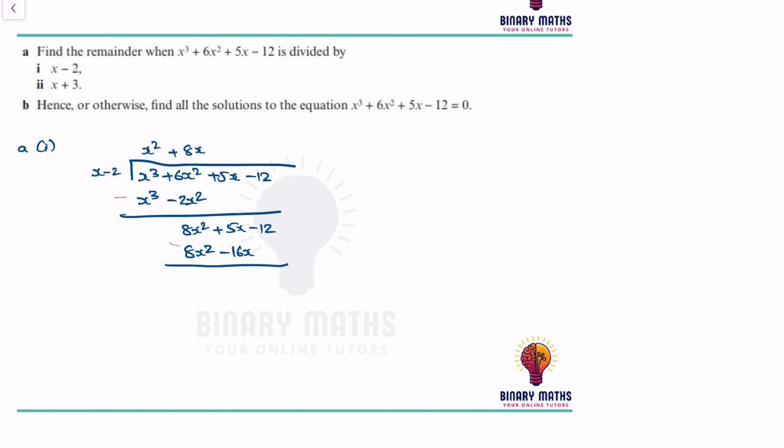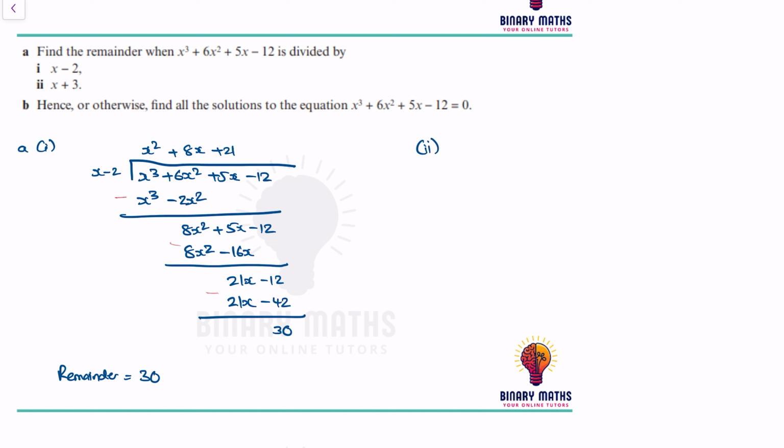5x take away minus 16x gives me 21x, take away 12. x times what gives me 21x is a positive 21. So I get 21x. 21 times minus 2 is minus 42. Again, I'm subtracting these terms. So I end up getting minus 12 take away negative 42, which is 30. And I can't do any more, which means my remainder is equal to 30.